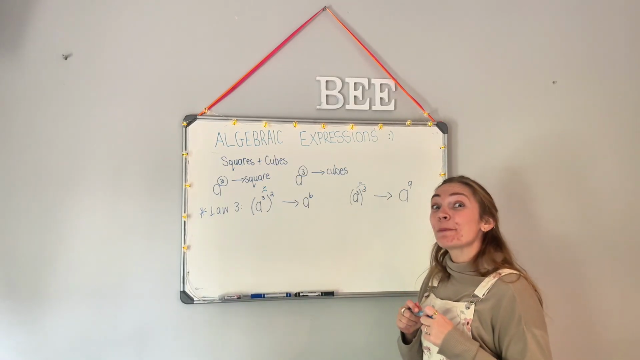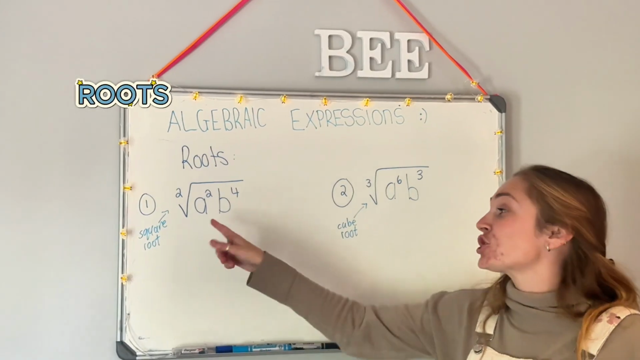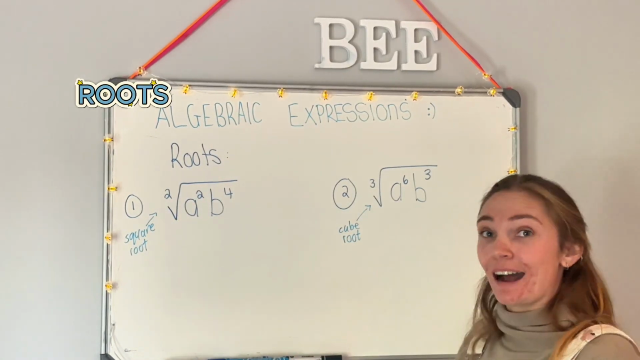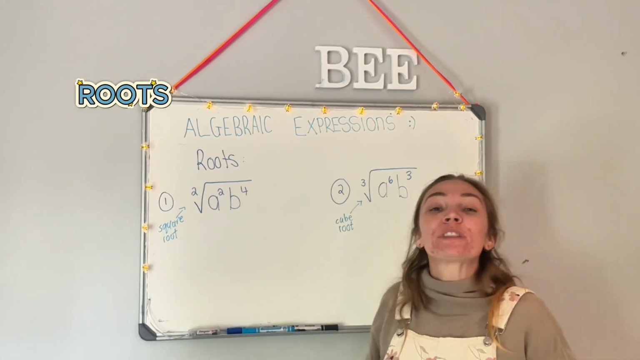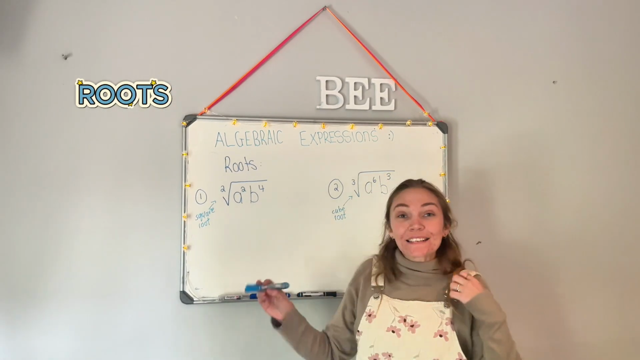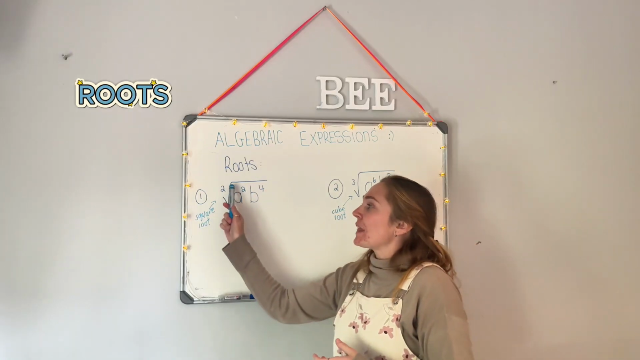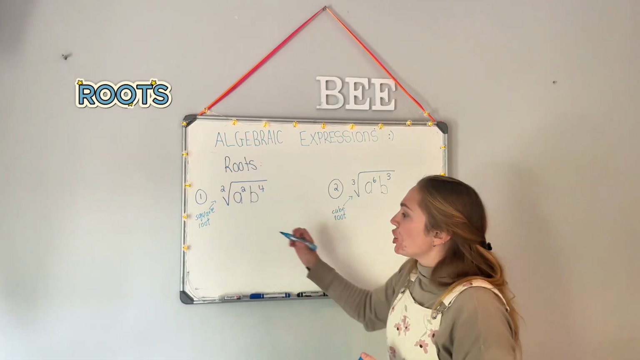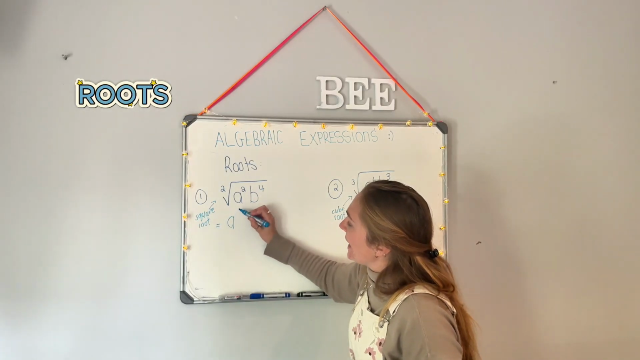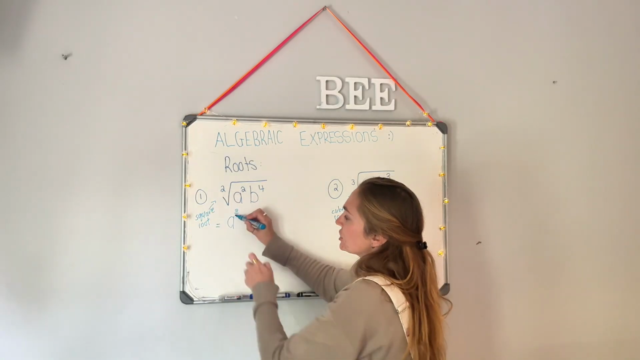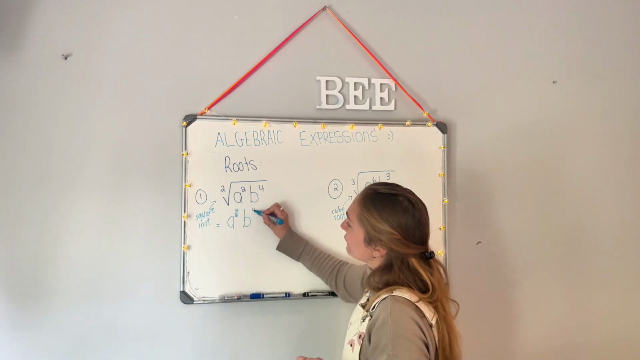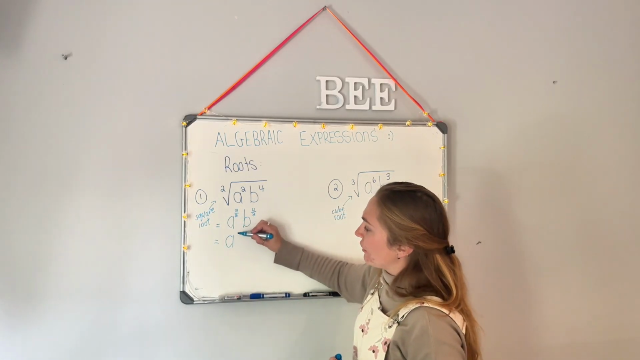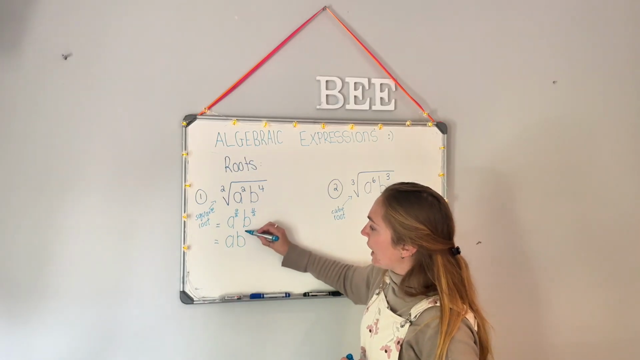Now, let's go over some roots. Now we've got a square root that's got a 2 on the outside of our root and a cube root that's got a 3 outside of our root. Let's start off with a square root. What this is telling us is that this number on the outside of our root is going to divide with the numbers in our exponents. So, for instance, this answer is going to be a to the power of 2 divided by 2 and b to the power of 4 divided by 2. So our final answer is equal to a to the power of 1 and b to the power of 2.